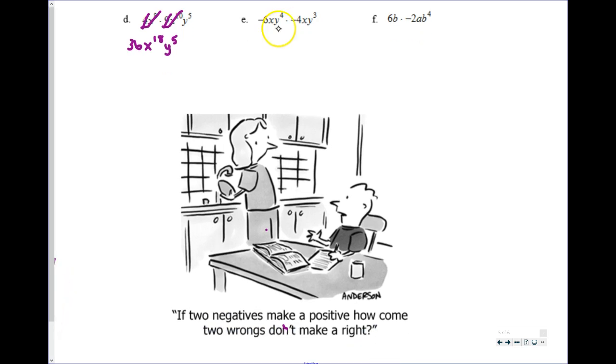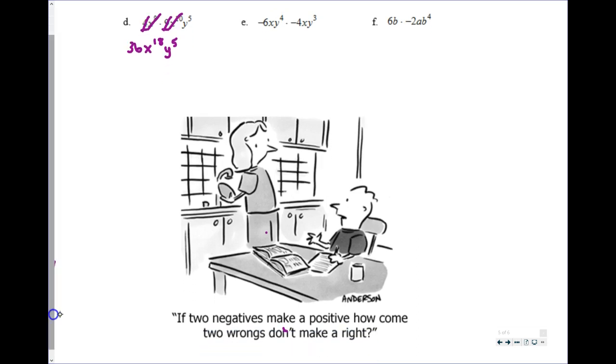Okay, letter E, I put this little joke in here. I thought it was kind of funny, particularly for this problem, because I've got -6 times -4. Well, that's going to give me a positive 24. Cross these off. I'm going to label this little 1 right here to help me know how to add. I'm also going to label this one right here, because both x's have an invisible exponent. Okay, x to the 1 times x to the 1, well, 1 plus 1 gives me 2.